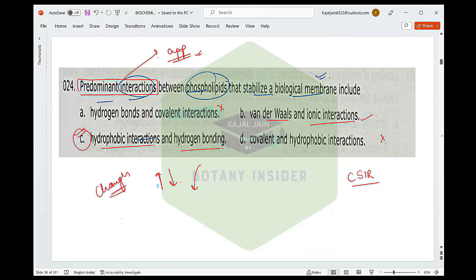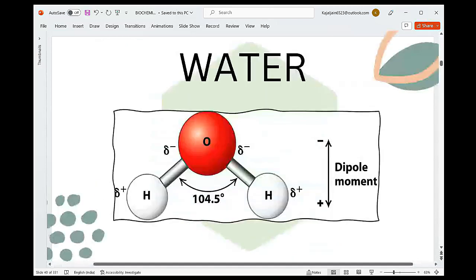Because van der Waals forces are still to an extent available, right? But in the question it is asking us about the predominant interactions. So the predominant interactions include your hydrophobic interactions and your hydrogen bonding. Remember about this. Okay, answer is C.